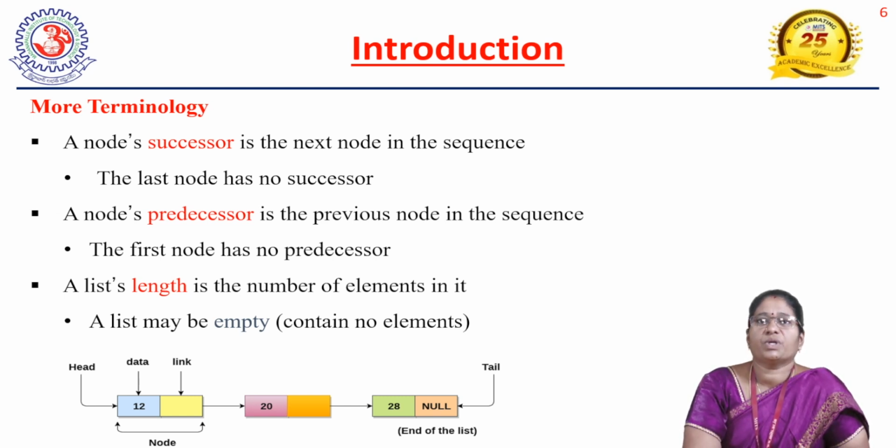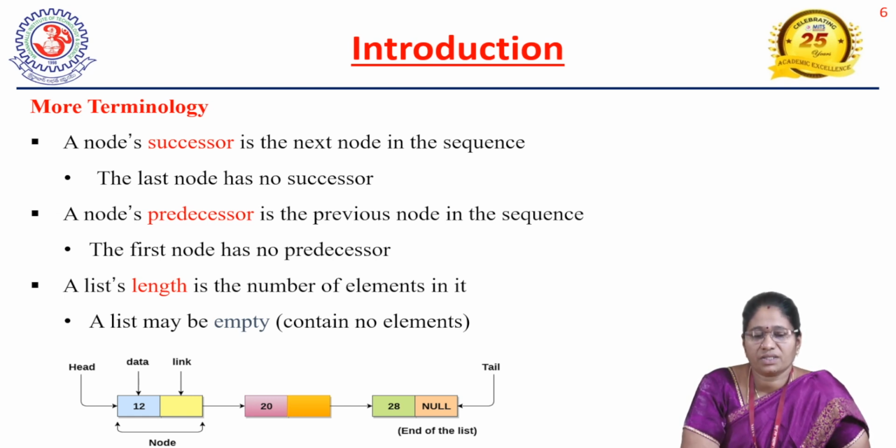These are the three main terminologies we are going to use in a linked list: what is meant by successor, what is meant by predecessor, and what is the length of the list. Based on your number of elements, the list may have a larger length, or very few nodes, meaning very few elements. So based on the elements, we can say it is the length of the list. Sometimes the list may be empty also, because there are no elements. If there are no elements, we call it the empty list.